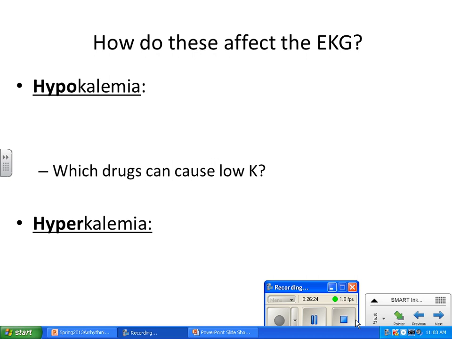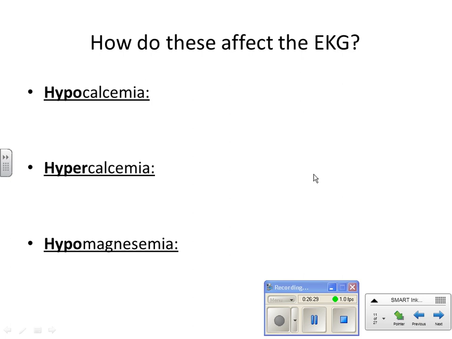How about if we have hypocalcemia? What's going to happen to our heart rate and our contractility? It's going to decrease it. So think hypocalcemia, think what calcium channel blockers do. We have low calcium, we're going to have a slower heart rate. Hypercalcemia, what's going to happen? An increased heart rate, bounding pulses. But at some point, the heart's going to give out, and they're going to become bradycardic and go into cardiac arrest.